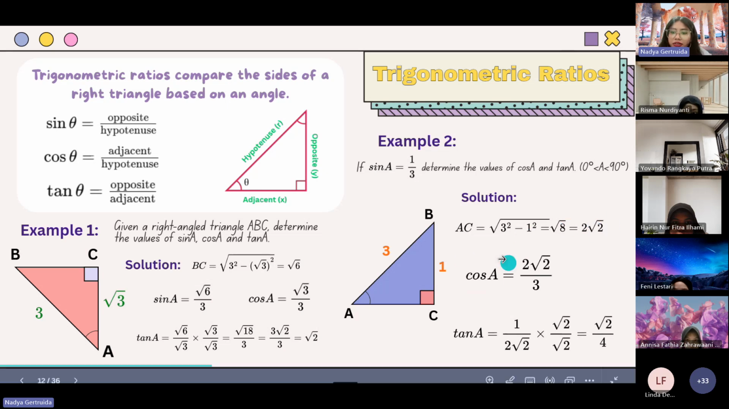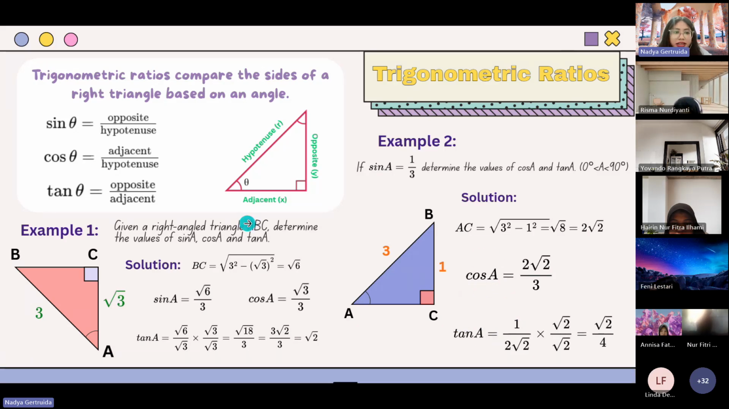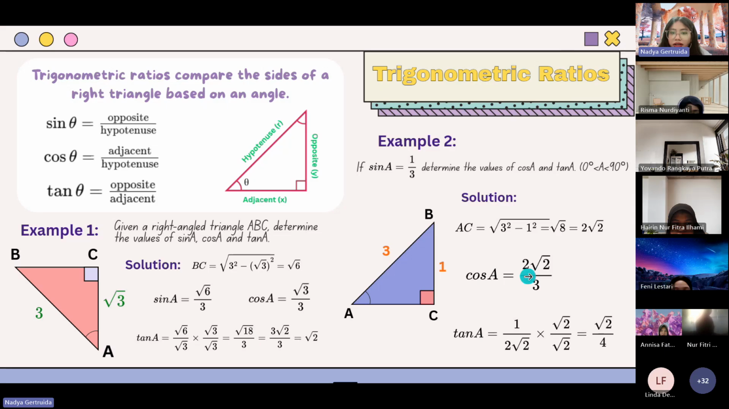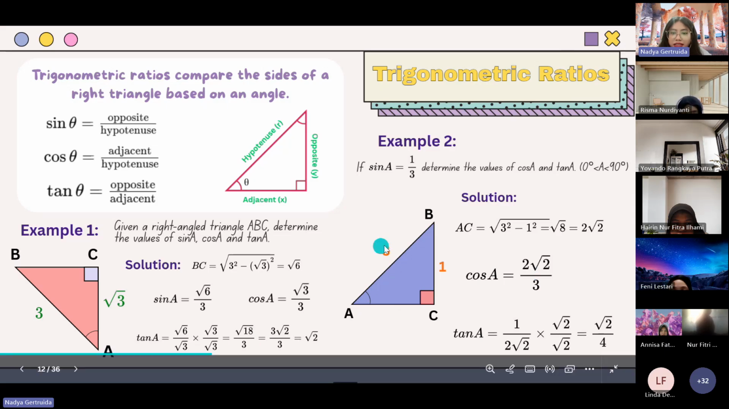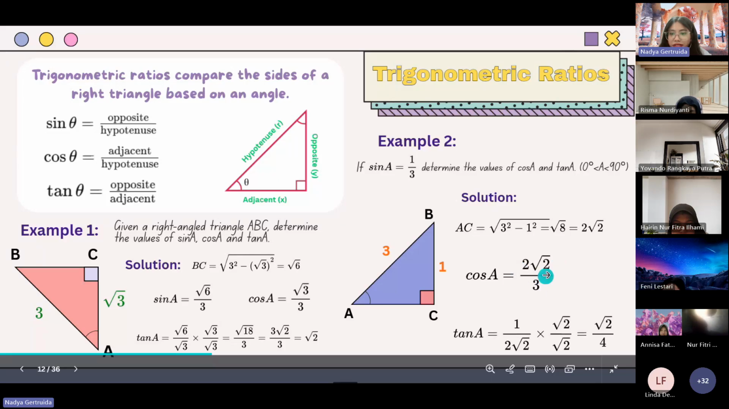And we can find cosine A and tangent A. The first one is cosine A. Cosine A is adjacent over hypotenuse. Adjacent is AC, 2 multiplied by the square root of 2, over hypotenuse AB, which is 3. Substitute the 3. And this is for the cosine.